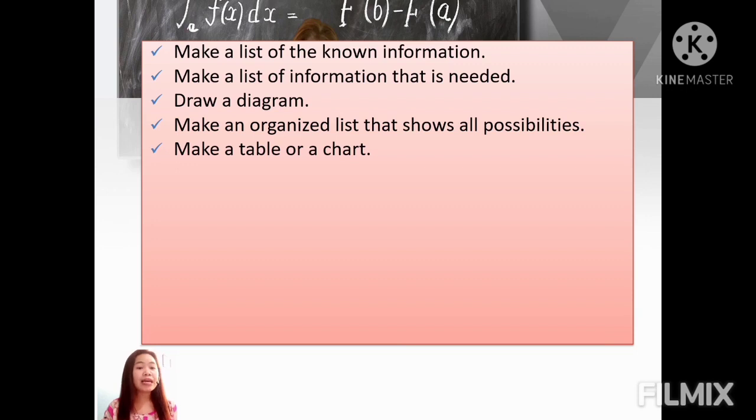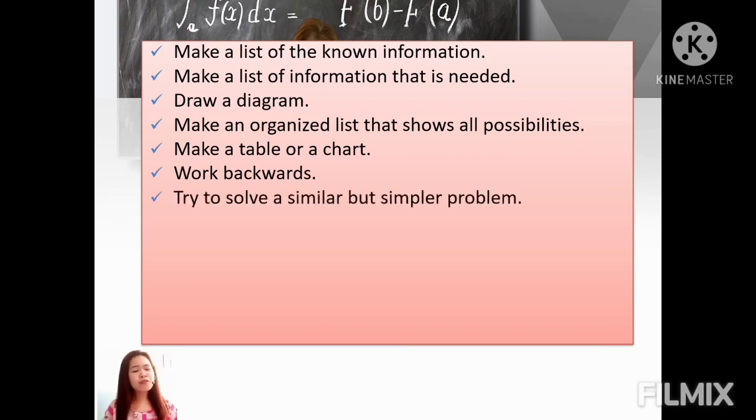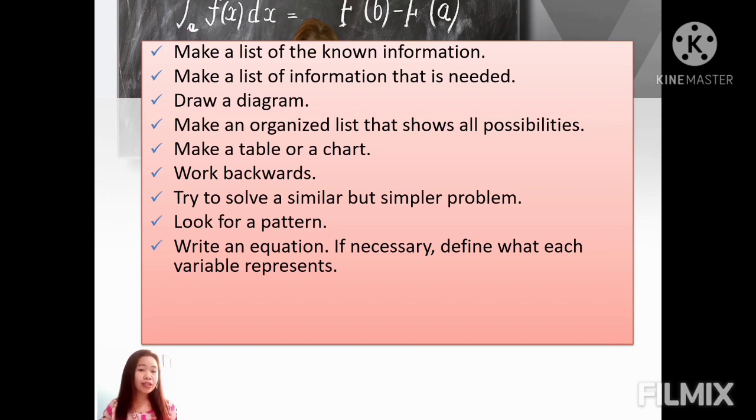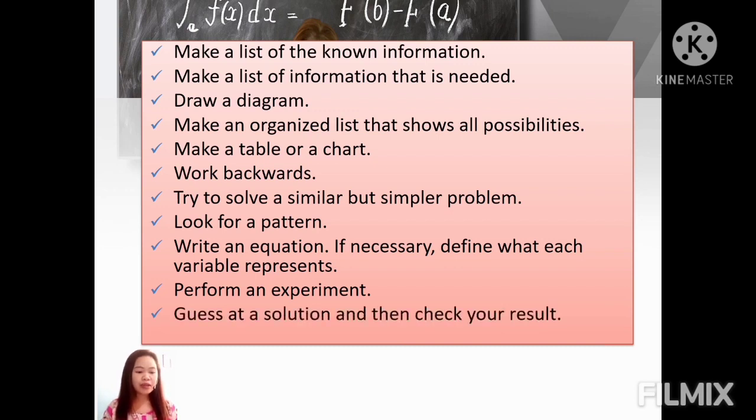Next, we have make a table or a chart. And work backwards. Try to solve similar but simpler problem. Next, we have look for a pattern. Write an equation if necessary. Define what each variable represents. We have next is to perform an experiment. And lastly, we have to guess at a solution and then check your result.